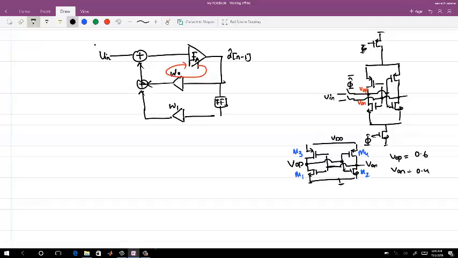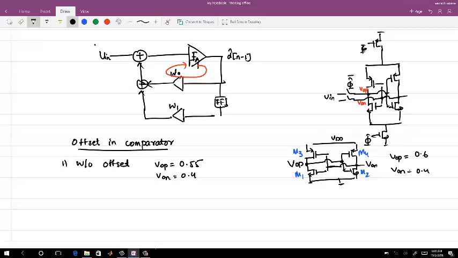Okay, but this is a very bare comparator which you have seen, and normally this comparator has an offset. What it means is, let me just tell you the problem with the offset. Let's say without offset, if I put VOP equals something, to begin with, 0.55 and VON is 0.45, then after regeneration you will have VOP equals 1 and VON equals 0, right?